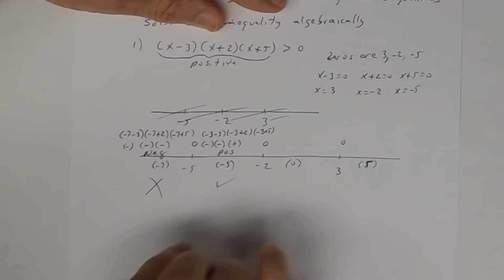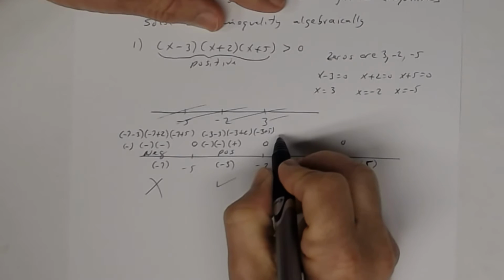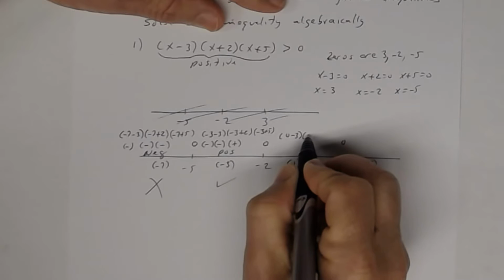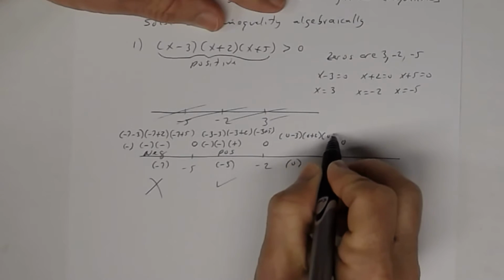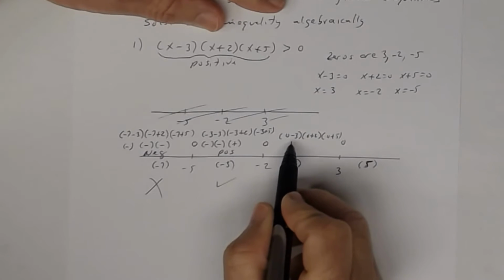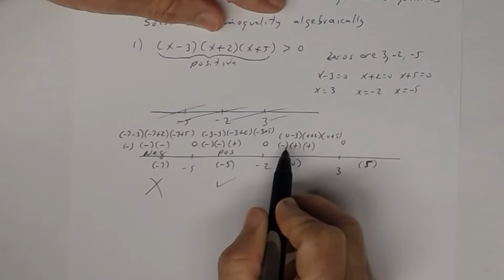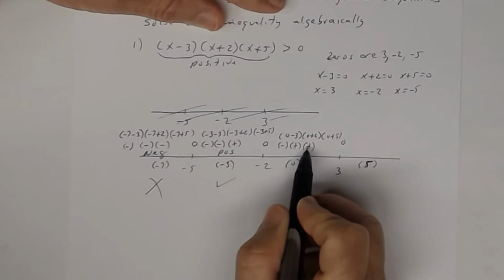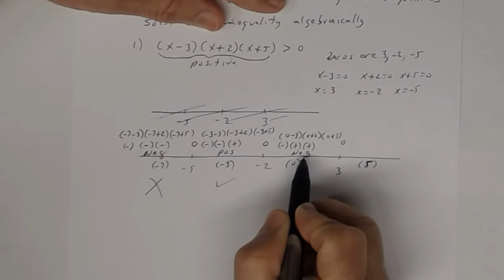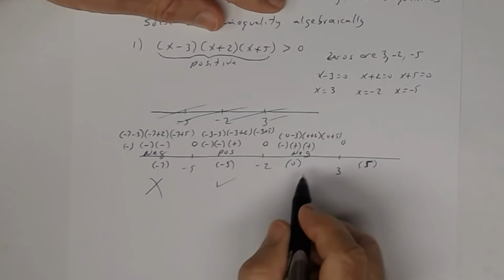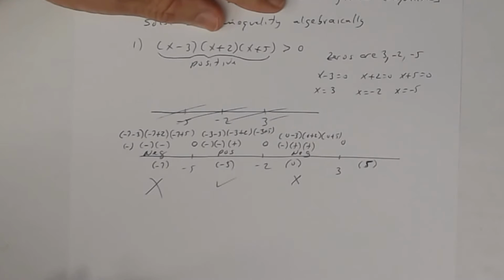I go to 0. When x is 0, I have 0 minus 3, 0 plus 2, 0 plus 5. 0 minus 3 is a negative number, it's actually negative 3. 0 plus 2 is positive. 0 plus 5 is positive. A negative times a positive times a positive is a negative. And remember, you want this to be positive, so your solutions will not come here.